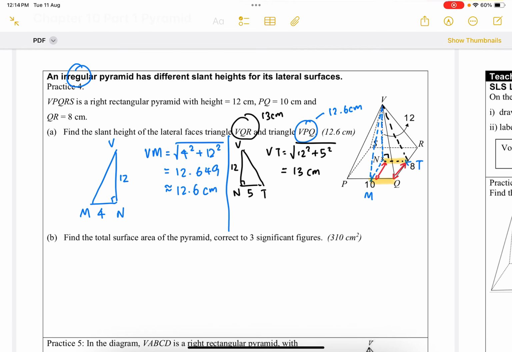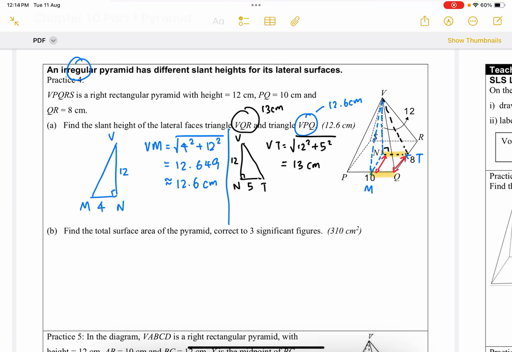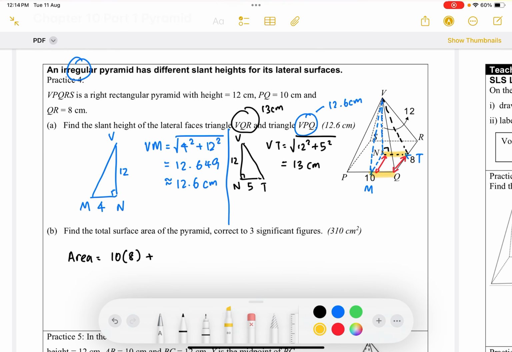Next part, find the total surface area of the pyramid. So that requires us to have the base area, and then we add up all the 4 lateral faces. So let's do the simple one first. Our base is a rectangle, 10 times 8. Okay, now we do the lateral face, the triangle. The first triangle I want to deal with is this one over here, the one that is facing us, VPQ.